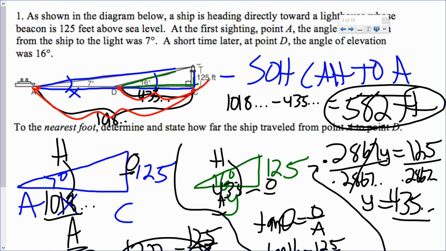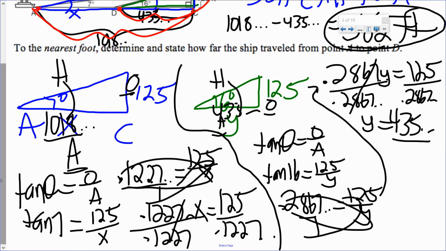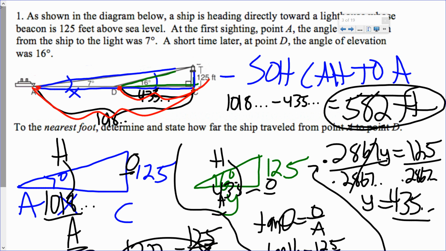So I set up my two right triangles, I find that bottom side for each, I got 1018 and 435, and once I had those, I then just subtract them to get my answer. It's a very commonly asked Regents question, and if it's practice, it's really not bad.